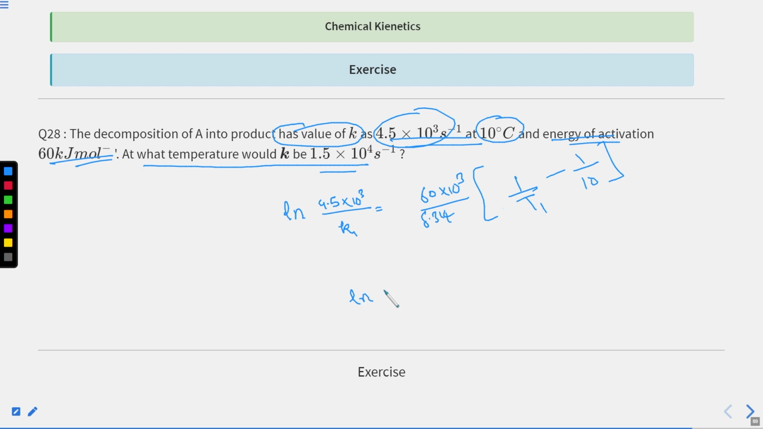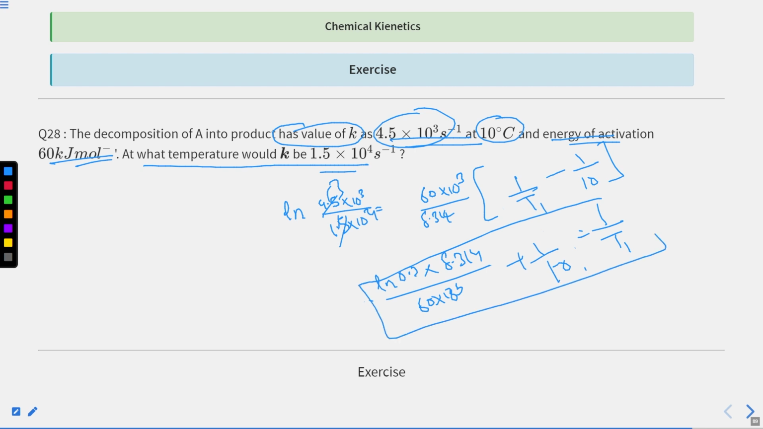That would bring us to this K1 value. K1 value is given 1.5 into 10 to the power 4, and this cancels, 15 by 45, 0.3. ln 0.3, multiplied by 8.314 into 10 to the power 3, equals 1 by T1, and this will be added to 1 by 10. So this much plus 1 by 10 will be 1 by T1. Just cross multiply to get the value of T. Clear? Let us see the solution.